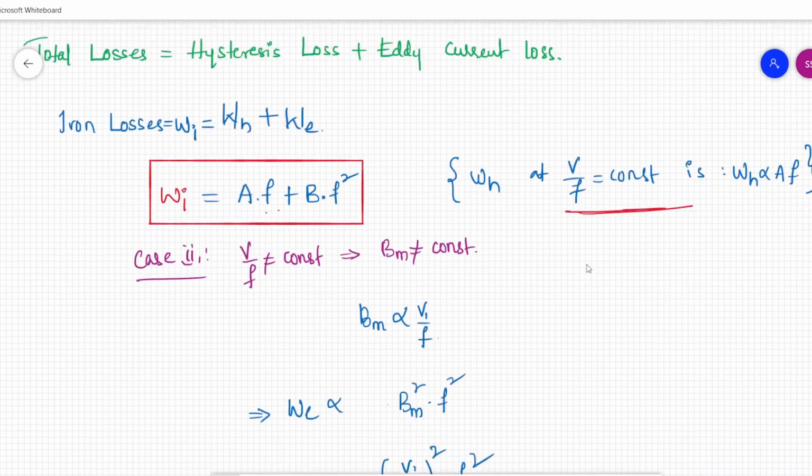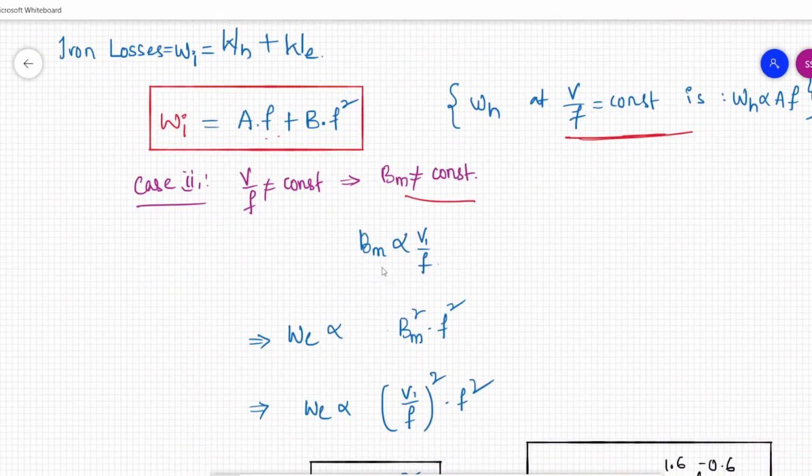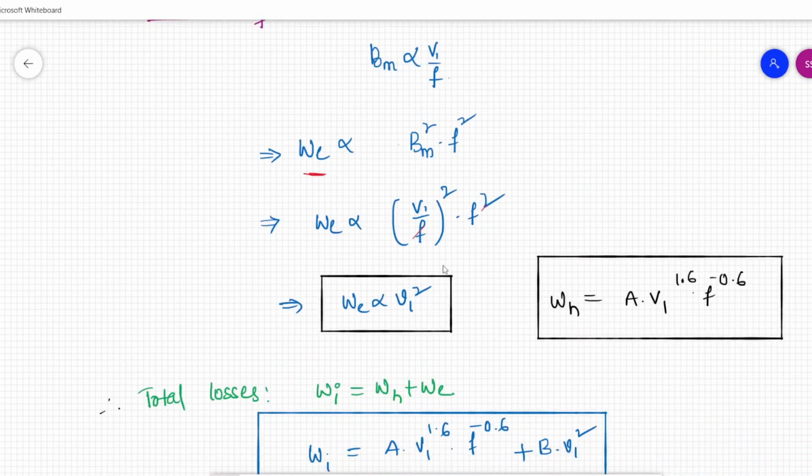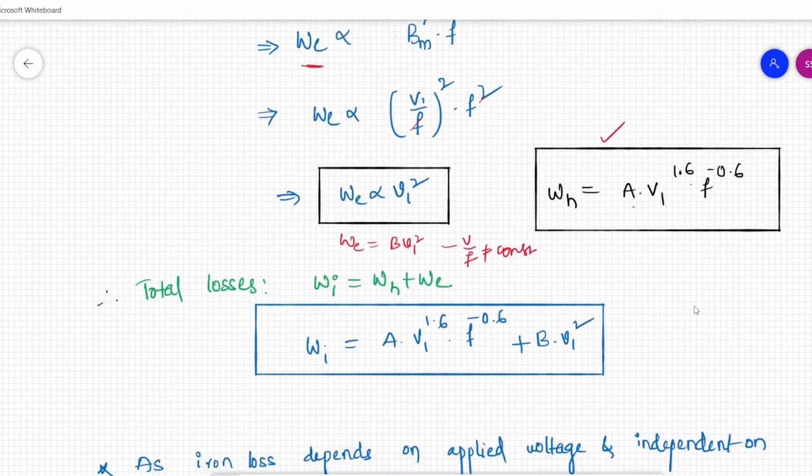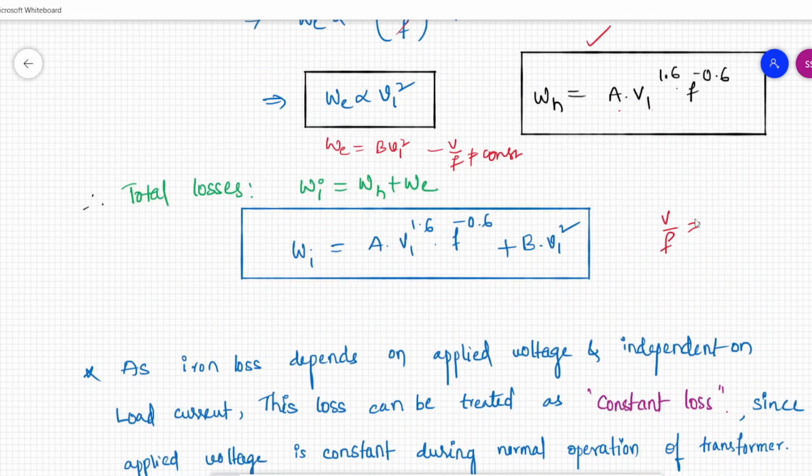Now for V by F ratio not constant, Bmax is not constant, Bmax is V by F. So eddy current loss will be B square into F square. If you substitute V by F in place of Bmax, the eddy current loss will be proportional to voltage square. That is, eddy current loss for V by F ratio not constant is proportional to voltage square. But in case of hysteresis loss, it was A into V1 power 1.6 into F power minus 0.6. So if we add total losses when V by F ratio is not constant, that will be A into V1 power 1.6 into F power minus 0.6 plus B into V1 square. This is eddy current loss, this is hysteresis loss.